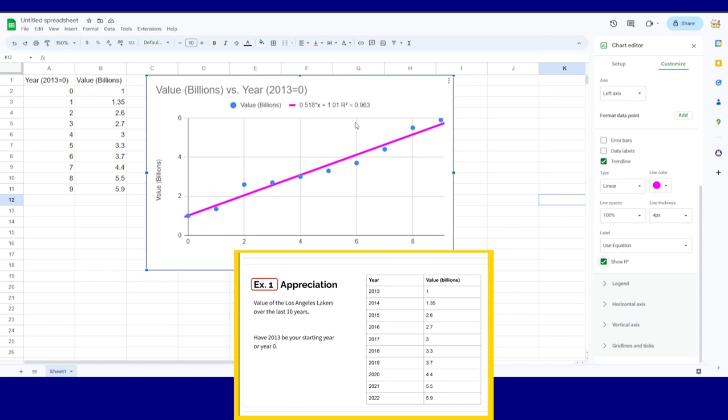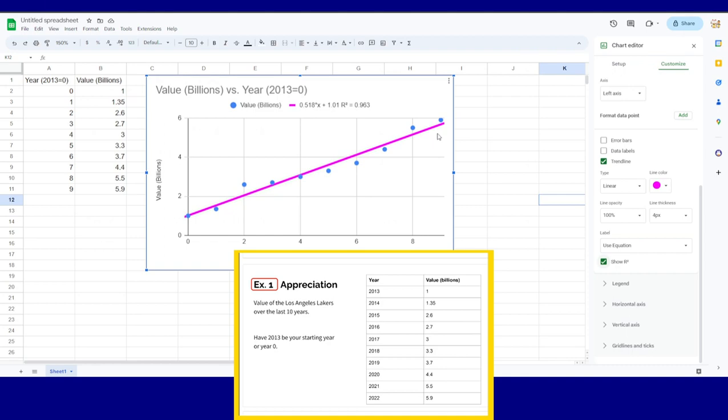And when we square root it, we get 0.981. Right, so even closer to 1. So this would mean that this line is a very good fit for our data. It's a very strong fit.